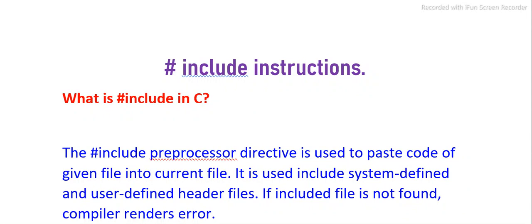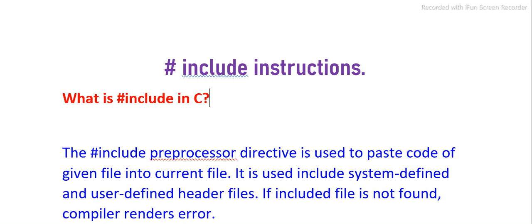So here is what is hashtag include in C. The hashtag include preprocessor directive is used to paste code of a given file into the current file. It is used to include system defined and user defined header files. If the included file is not found, the compiler renders an error.